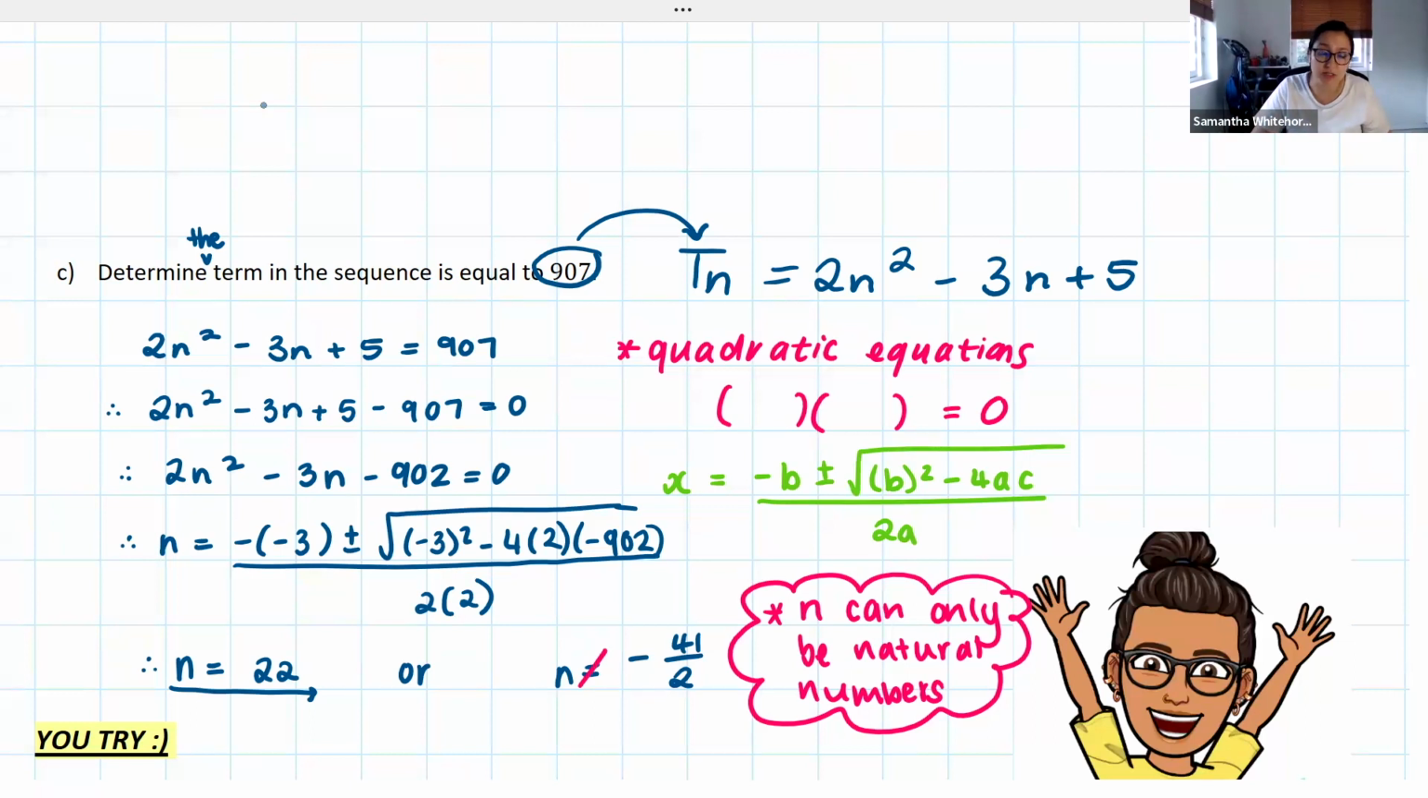Obviously, if you want to, there's nothing wrong with that. But at this level, there's no need for that. I know some people do like to do it, which is why I'm bringing it up. If you want to, that's cool, but don't waste your time. n equals 22, perfect. We know that the 22nd term will have the value of 907.